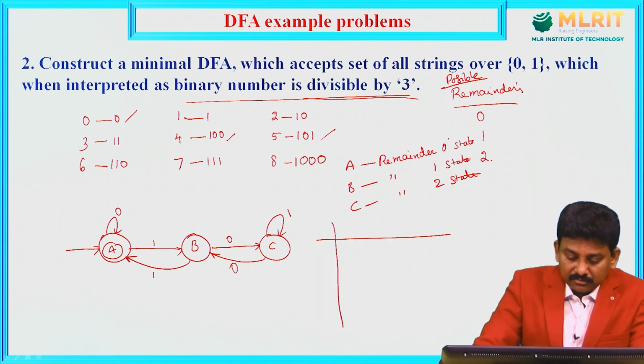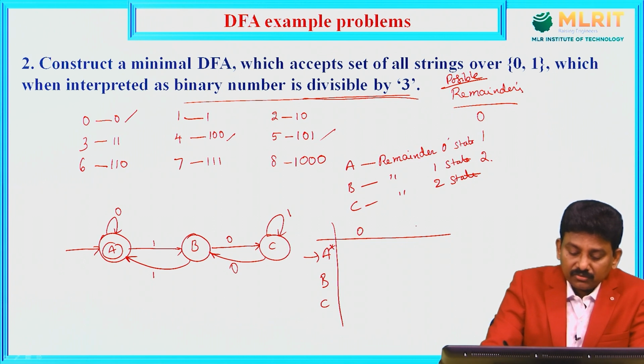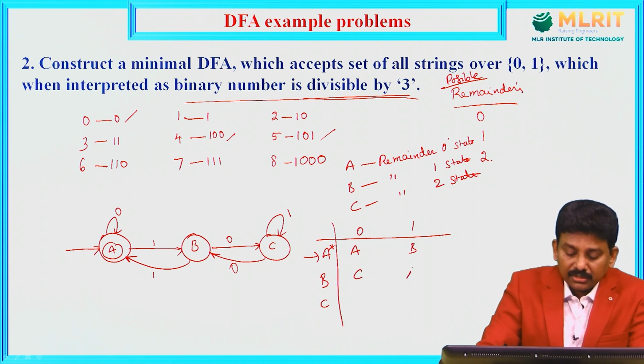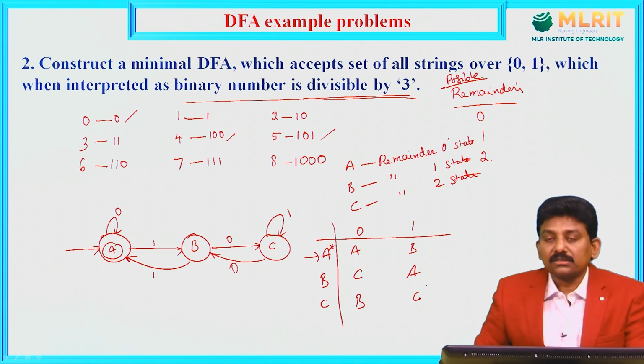Transition diagram: A, B, C. A is the initial state as well as the final state. On 0 and 1: A on 0 goes to A and on 1 goes to B; B on 0 goes to C and on 1 goes to A; C on 0 goes to B and on 1 goes to C. This is the transition diagram.